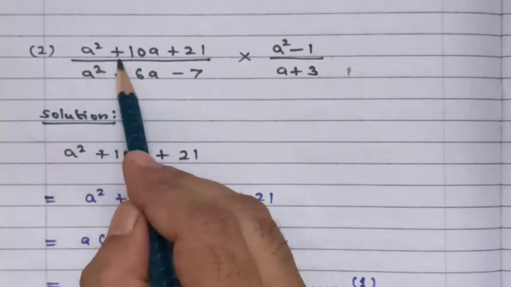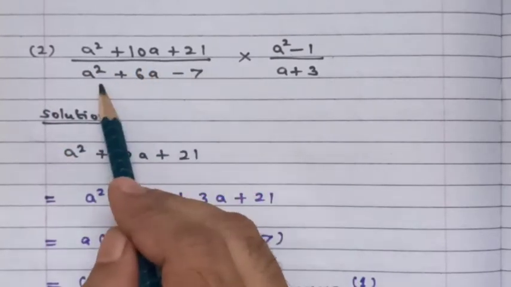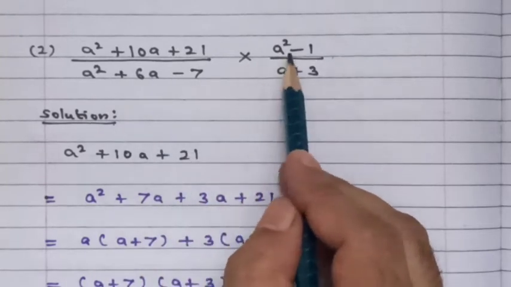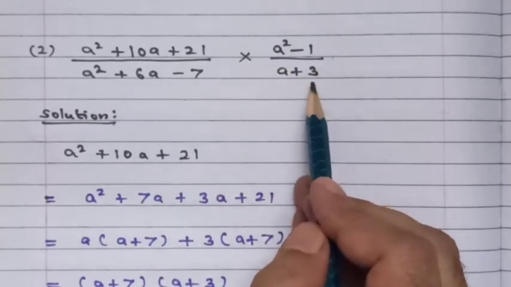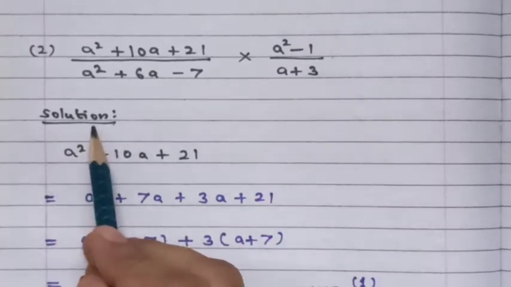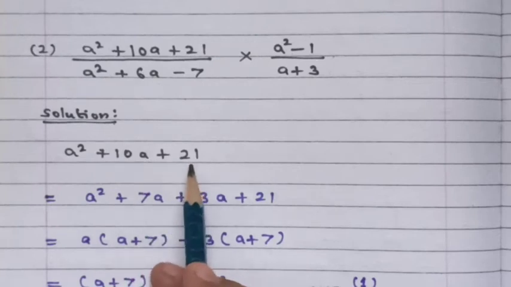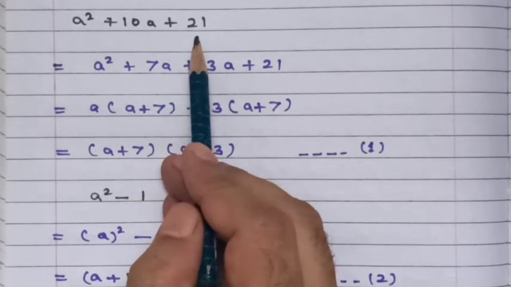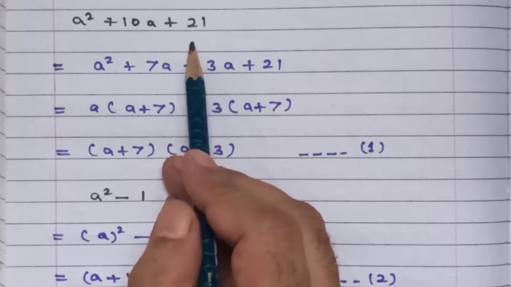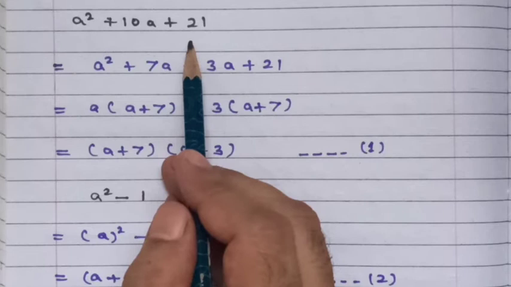Second question: (a square plus 10a plus 21) upon (a square plus 6a minus 7), into (a square minus 1) upon (a plus 3). Let's write the solution. Dear students, we'll do this by parts. That means we try to solve the algebraic expressions separately, one by one. So let's start with a square plus 10a plus 21. Now the last term is 21. So just write 21.